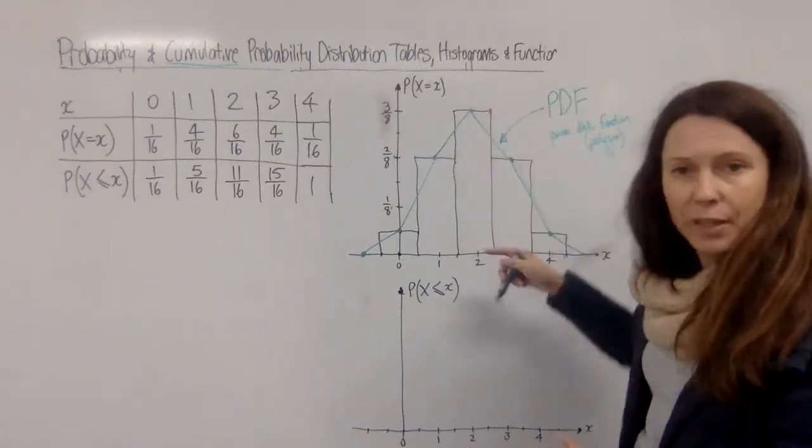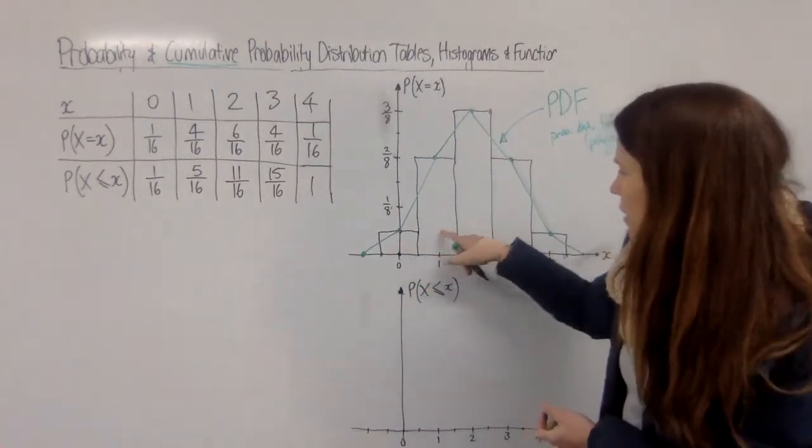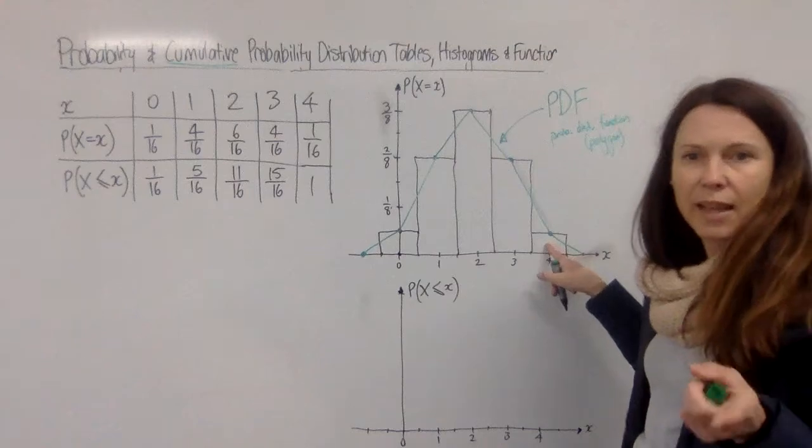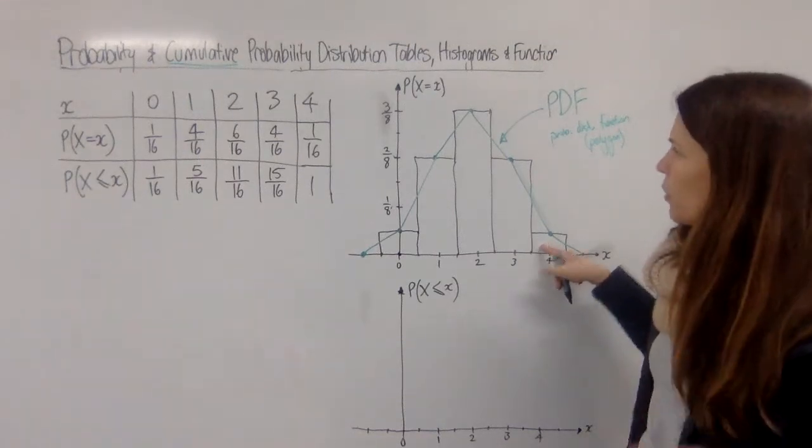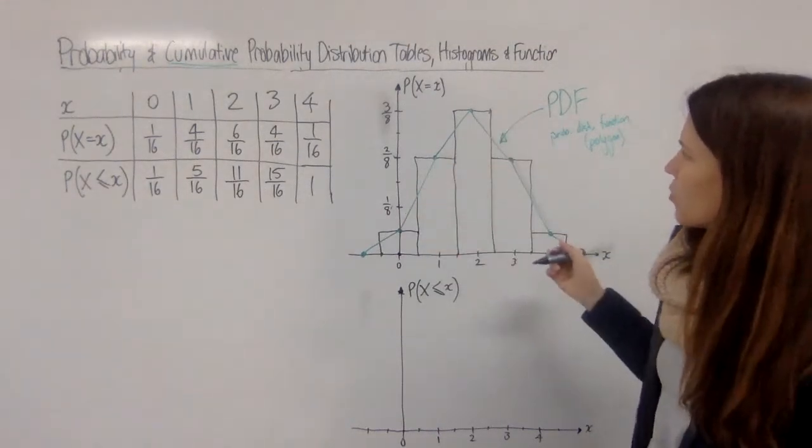I've got 1 times each one of these. So the area of these columns actually does add up to 1, doesn't it? But what you'll see also is the way that the polygon gets drawn.